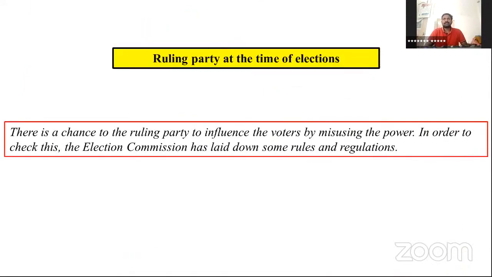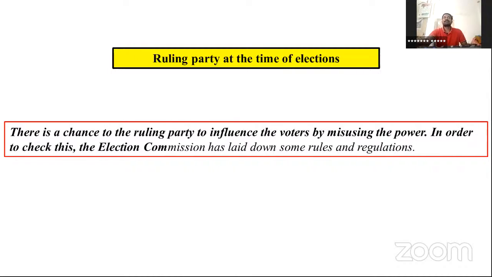Look at this. Yesterday we have discussed the code of conduct already. At the time of the code of conduct, a ruling party, particularly the party that has formed the government, has a chance to influence the voters by misusing its powers. To check this, the Election Commission has laid down some rules and regulations.